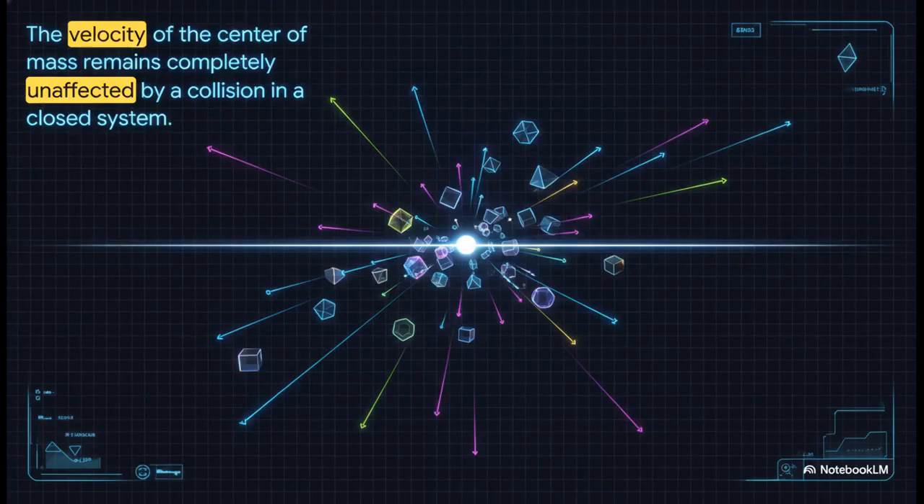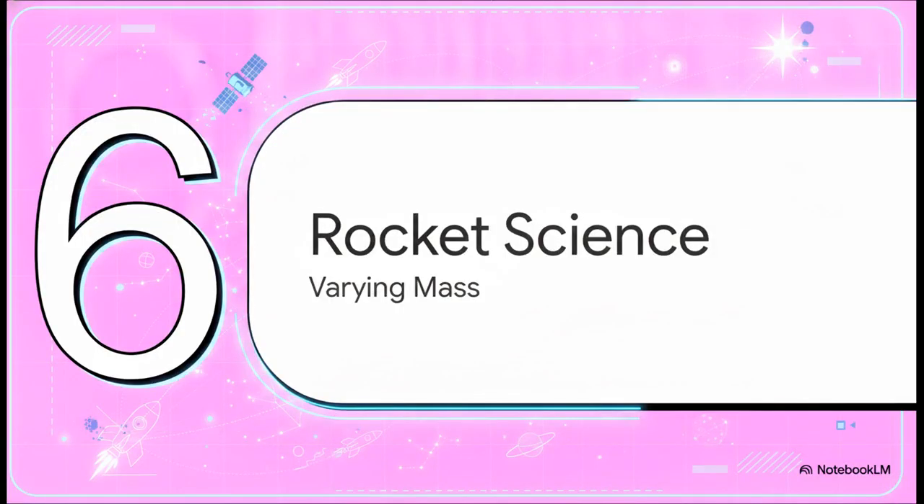And that brings us to this really beautiful realization. If momentum is conserved and momentum dictates the center of mass, well then the velocity of the center of mass remains completely unaffected by a collision in a closed, isolated system. Think about that. While individual pieces of debris are smashing and bouncing in completely different directions, if you track the ghostly center of mass of the whole system, it just keeps floating along in a perfectly straight line as if absolutely nothing happened.